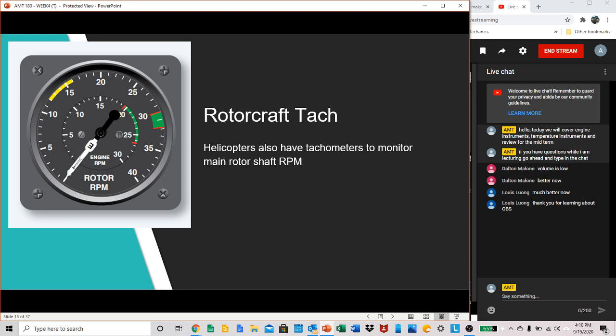Rotorcraft tachometers. So helicopters also have tachometers. They will have a couple different tachometers. They'll have one for the engine, and then they'll also have one for the rotor, for the overhead rotor. So this is an example of your overhead rotor tach measured in RPM. This is a dual instrument. You have your rotor RPM on the outside and your engine RPM on the inside, okay? So you have these indicators to monitor both of them.